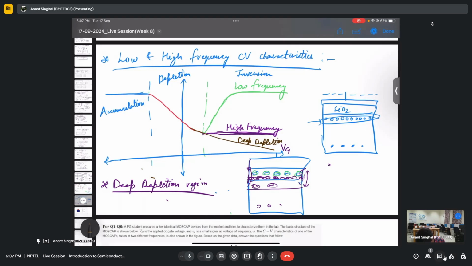So in deep depletion, I'll say again, the DC voltage sweep rate is also very high, and the high frequency is also there. So now the DC sweep rate is so fast that the inversion layer itself does not form fast enough. And if it is not forming, it is thinking that we are still increasing the depletion region, so it will go like this. The capacitance will be decreasing more and more if the depletion region is getting increased. So this is basically everything about the CV measurements of a MOS capacitor. Does it make sense to everyone?